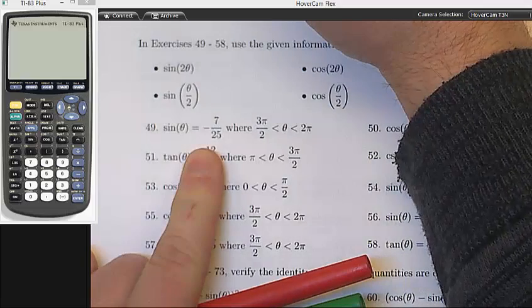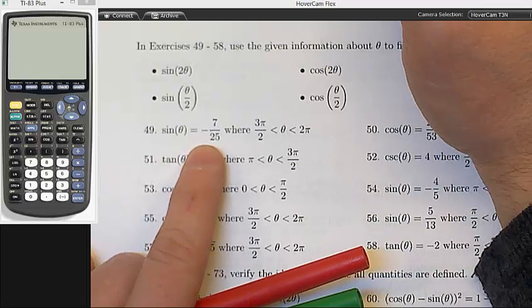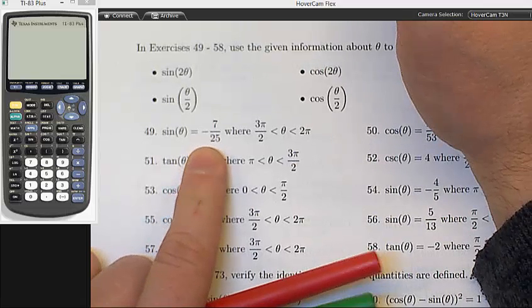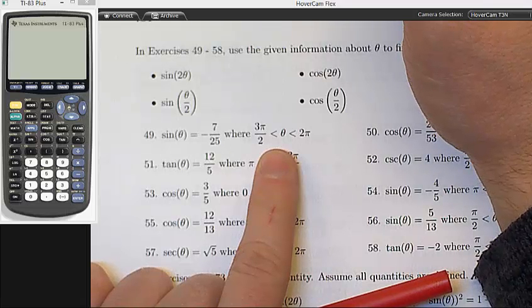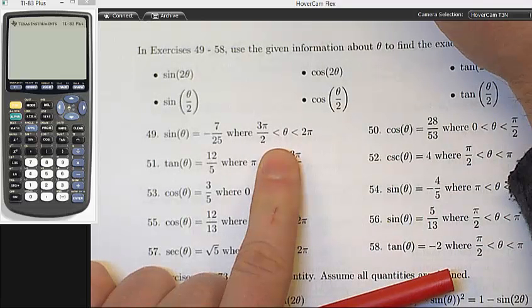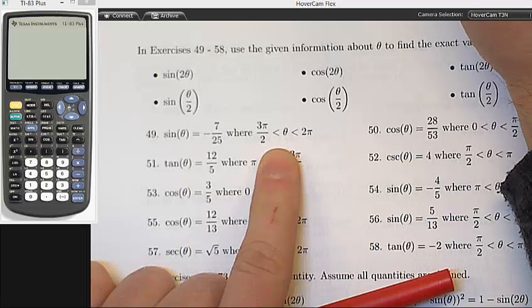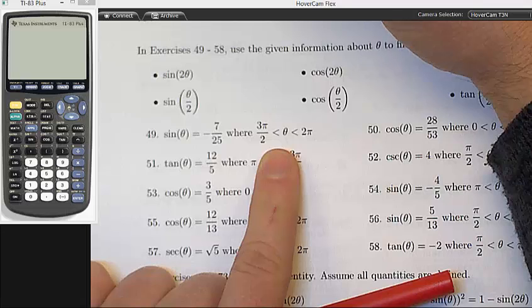So it tells me the sine of theta is negative 7 over 25. What does this tell me about theta? This tells me what quadrant I'm in, right? What quadrant are we in? 3 pi over 2 less than theta less than 2 pi. We're down here, right? In quadrant 4 somewhere.